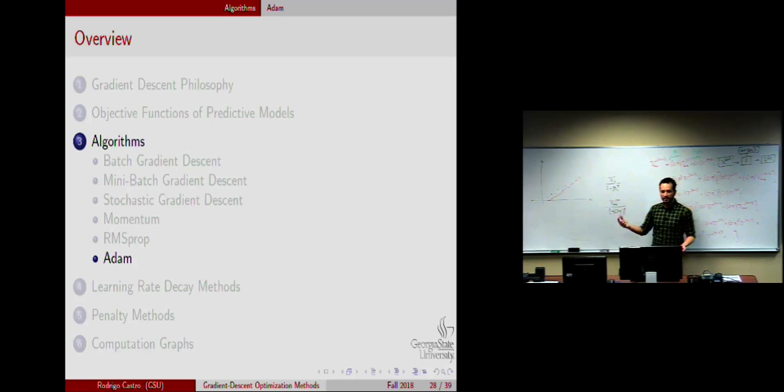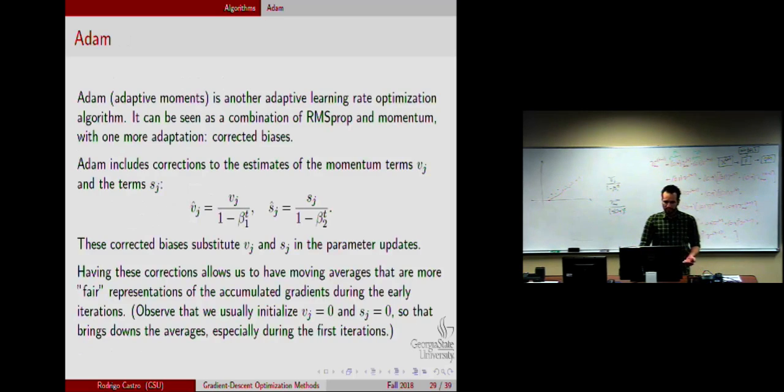So this is what they mean by corrected biases. Since we are taking weighted moving averages, we can correct these terms with these two things. So at the beginning, it's a more fair estimation of the average.